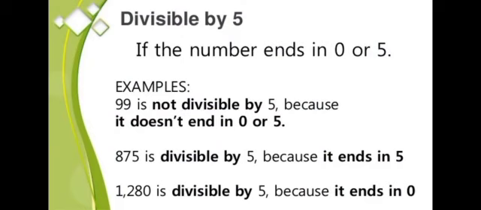Now the divisibility test of 5. If the number ends in 0 or the last digit is 5, then the number is divisible by 5. In this example, 99 is not divisible by 5 because it doesn't end in 0 or 5. 875 is divisible by 5 because it ends with 5. So this is the divisibility test by 5.